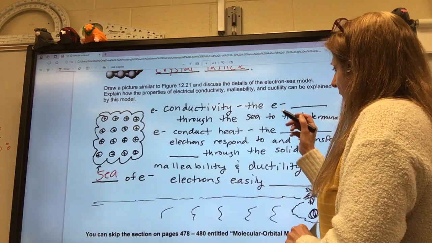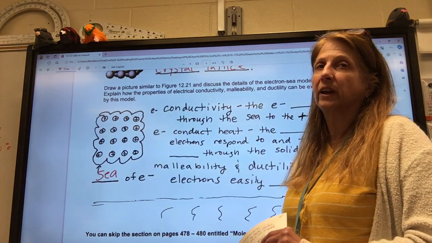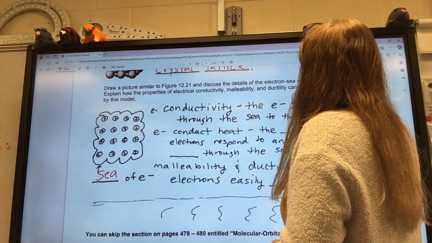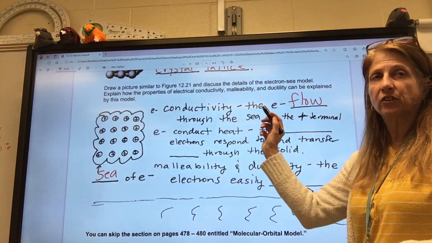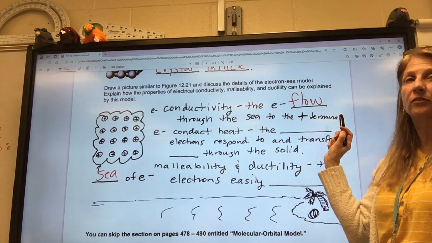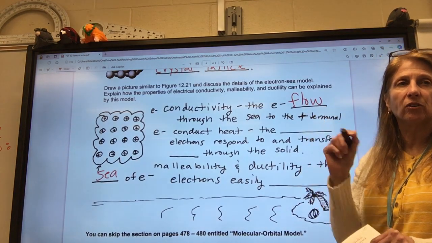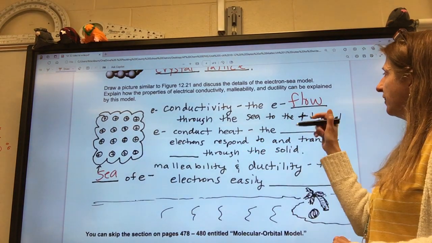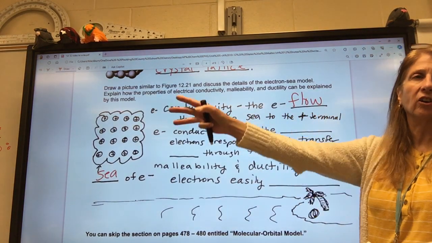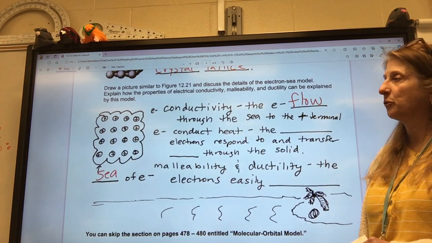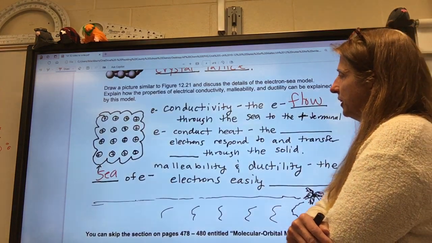So this affects these things. Electrical conductivity. Why does this model explain conductivity? The electrons can flow wherever they want to through the sea, and if it's hooked up to a battery, they're going to go to the positive terminal. Or if it's an outlet, the wires go to the source of electricity, and these electrons are going to be attracted to that positive source, and they're going to flow toward it. So that's why metals can conduct electricity.